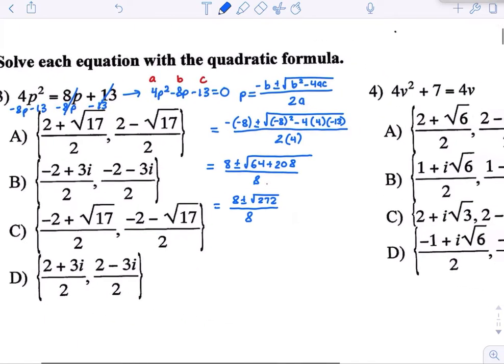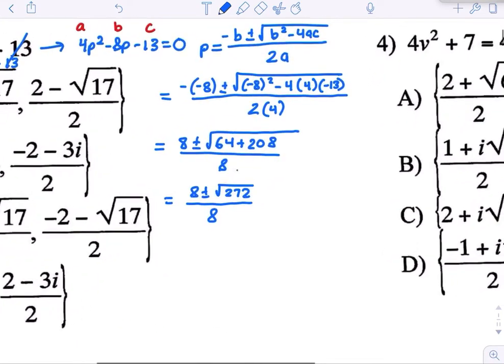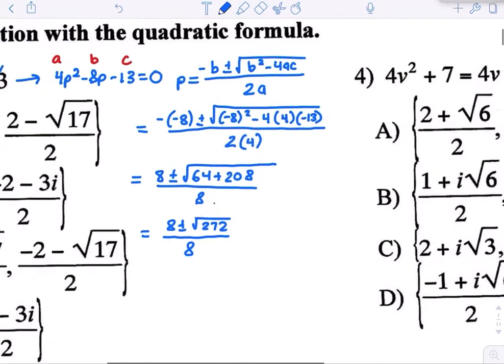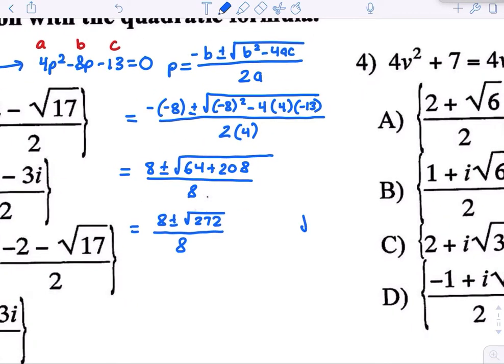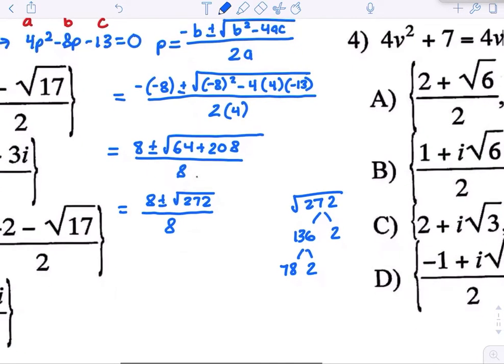Okay, so right now we need to simplify this, root 272, you guys. So I'm going to do it over here. Okay, so 136 times 2 is that. I know that could be split into 2, so that is 78. Oh, nope, sorry, 68.